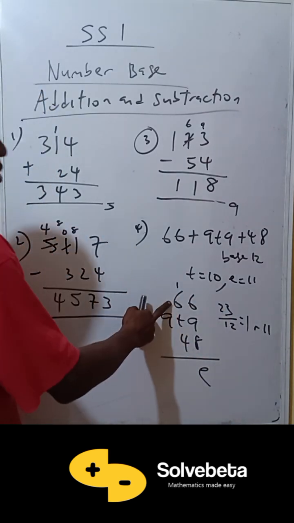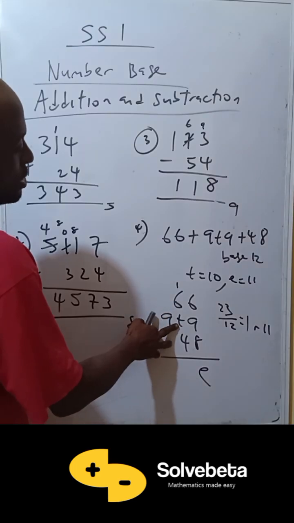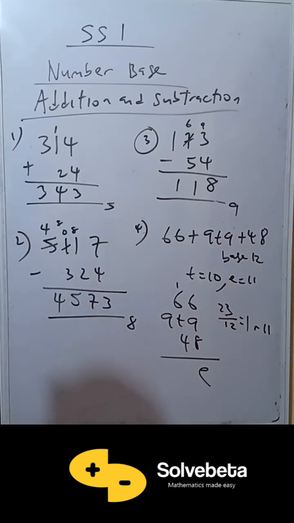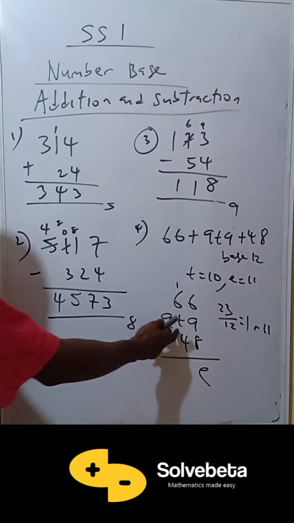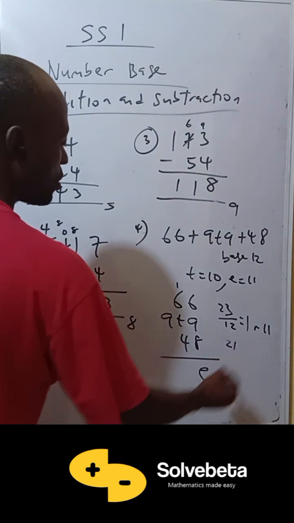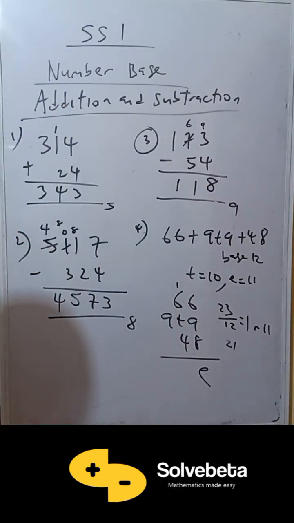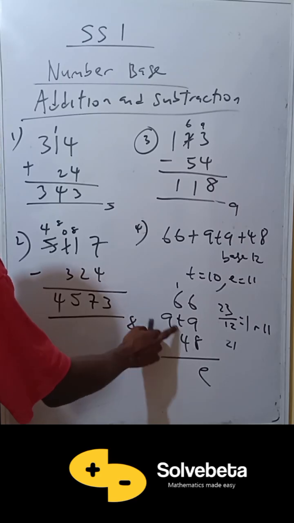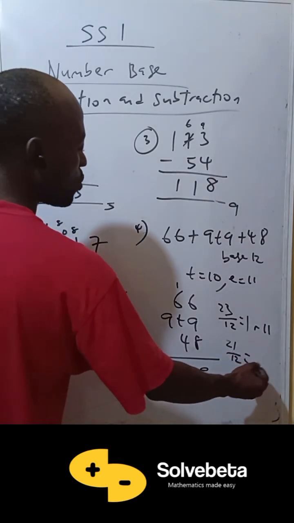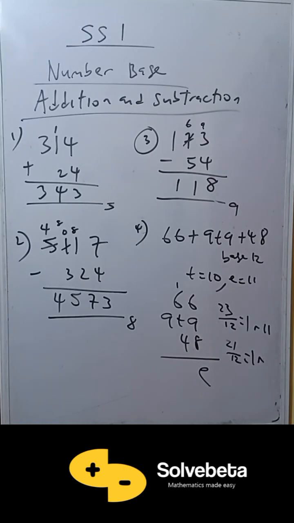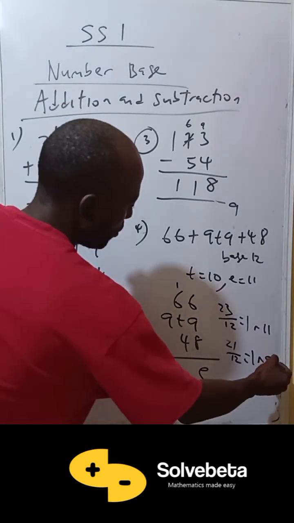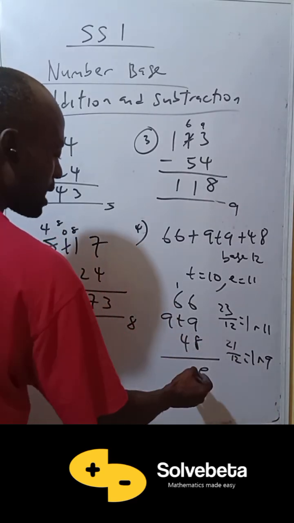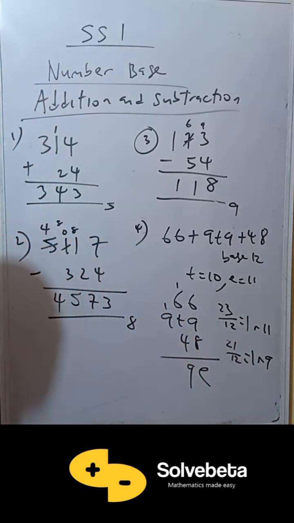So 1 plus 6, 7. 7 plus T. T is 10. 7 plus 10, 17. 17 plus 4, 21. 10 plus 4, 14. Oh, it's not 21 again because the first one was 23. 6 plus 1, 7. 7 plus 4, 11. 11 plus 10, 21. Okay. 21 divided by 12 is 1 remainder what? 1 remainder 9. Now you write 9. Then you carry what? 1.